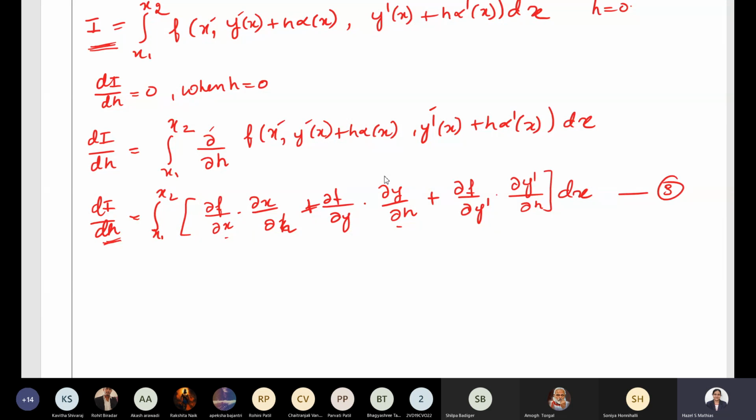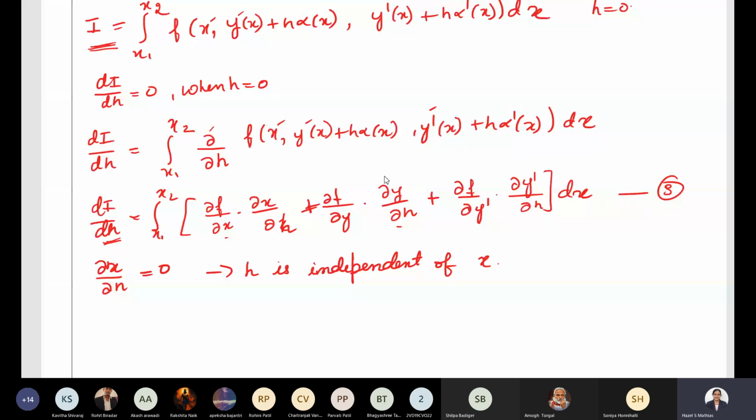Now we know h is independent of x. h is a constant which does not depend on any of the things. So that's why we can say that ∂x/∂h is equal to 0, as h is independent of x.